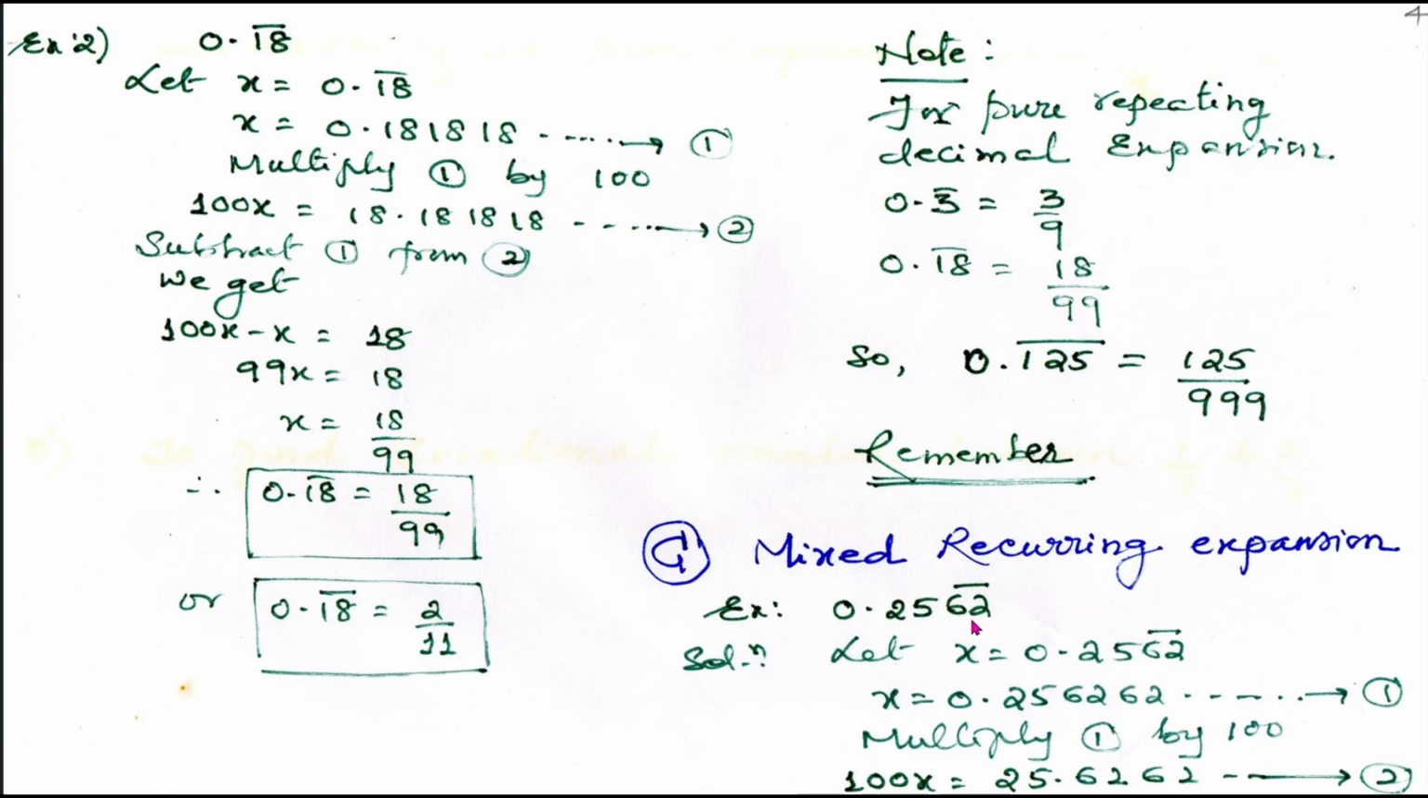Now coming to the next important discussion, how to convert a mixed recurring expansion into p by q form. If you observe here, it is eventually periodic. That means it has a non-repeating part and a repeating part. When we have a decimal expansion of this form, the first step is to convert it into pure form, and for that we take x is equal to 0.2562 bar, multiply it by 100, we get 100x is equal to 25.6262. Now it is a pure decimal expansion which is non-terminating and recurring.